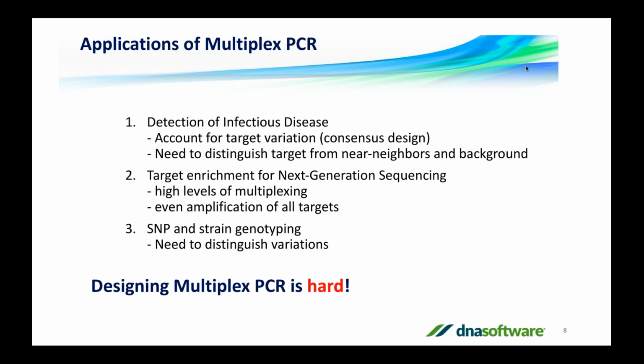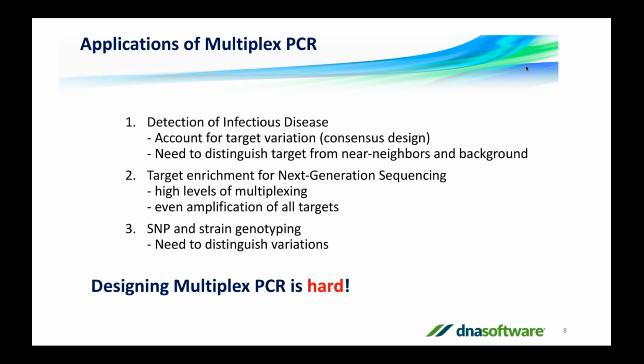And there the trick is to get even amplification of all of the targets. And lastly, there is the need to do strain genotyping, particularly for SNPs, or determining the strain of viruses and bacteria, for example. And there's a need to not only detect genomes of different viruses and bacteria, but also to distinguish them.